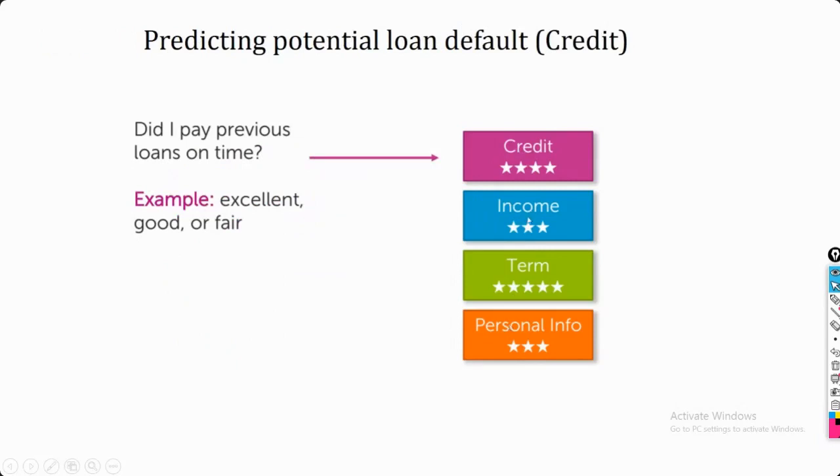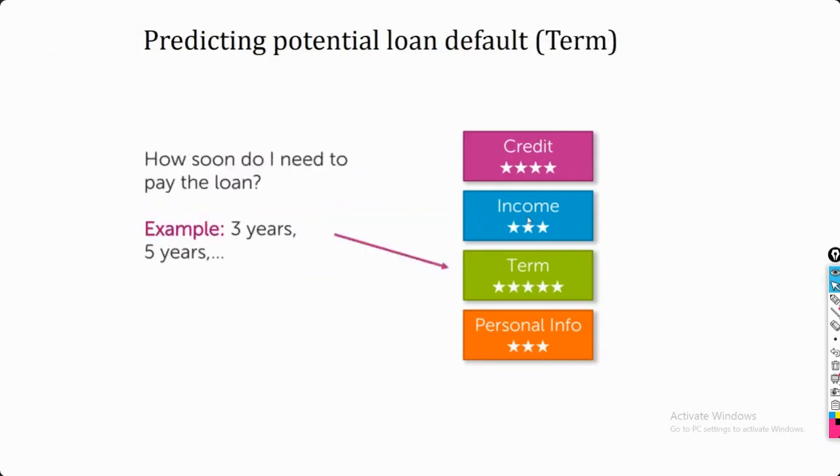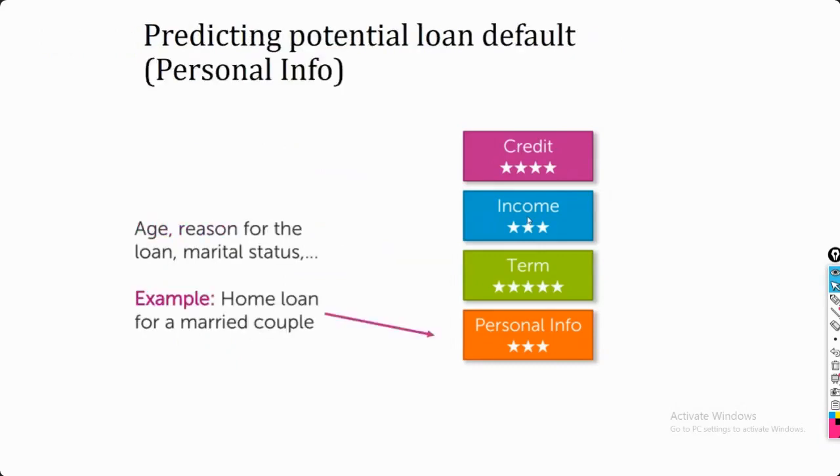With respect to each attribute, you will also have some defined values. For your credit, the value could be excellent, good, or fair. For your income, it could be any value. In the case of terms, it could be 3, 4, 10, whatever it is. In the case of personal information, suppose it's your age, the reason for taking the loan, and your marital status. These are your attributes, and these are some of the possible values you can have for these attributes.